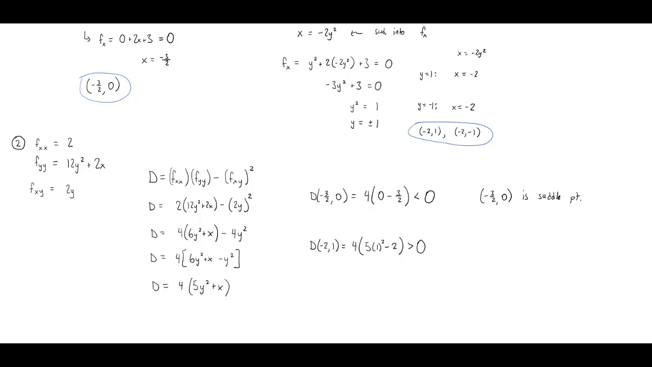So I'm going to plug the point into fxx. Oh, fxx is just 2, which is also positive. So if both of these are positive, that indicates that you have a local minimum. So you can say (-2, 1) is a local min.